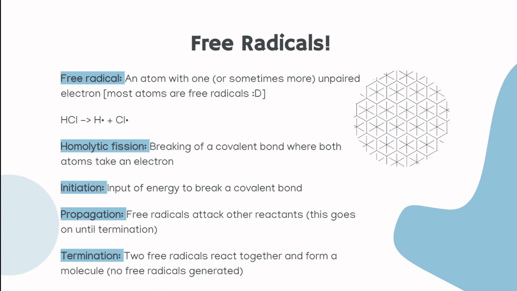We have the 3 steps of initiation, which is the input of energy to break the covalent bond. This is our homolytic fission step, where we're taking HCl, breaking them up into the 2 things. Then we have propagation, where the free radicals attack other reactants. And this goes on almost infinitely, so pretty much take this as there's a little angry toddler inside a preschool. And this little angry toddler is going to bug every single person. And the preschool is only going to be settled when everything is calm, right?